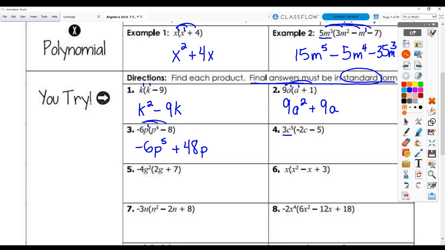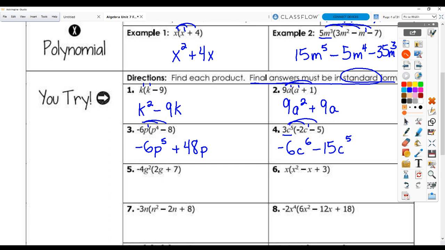3c to the 5th times negative 2c and times negative 5. Let's see, 3 times negative 2 is negative 6. C to the 5th times c to the 1st would be c to the 6th. 3 times negative 5 is negative 15. And then just carry over the c to the 5th because it has no one to multiply to.